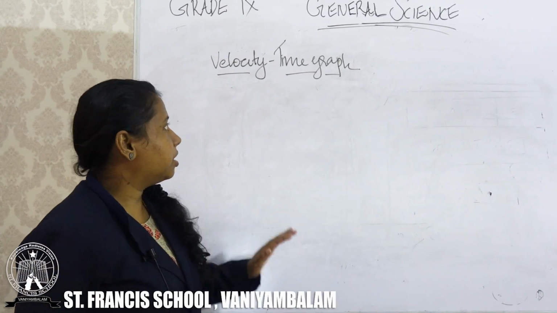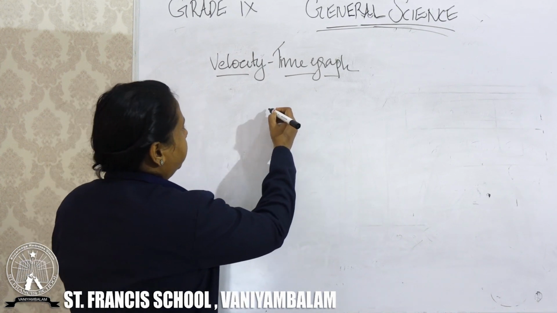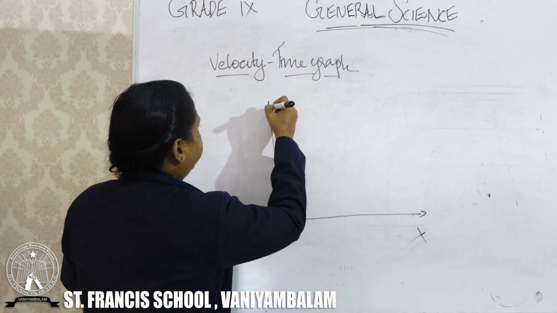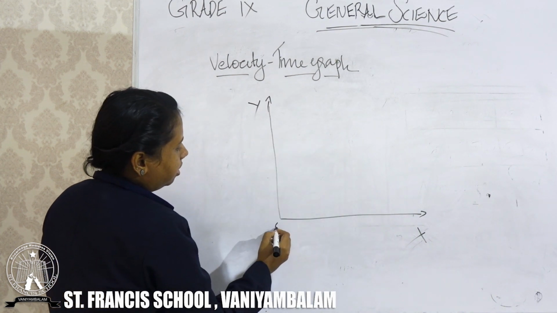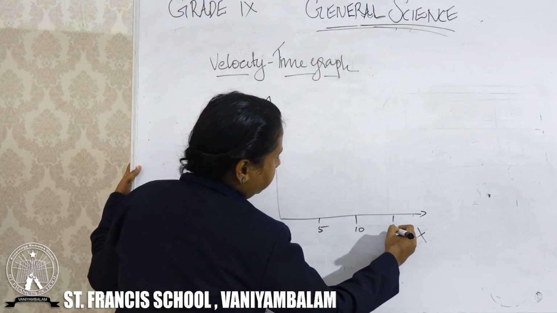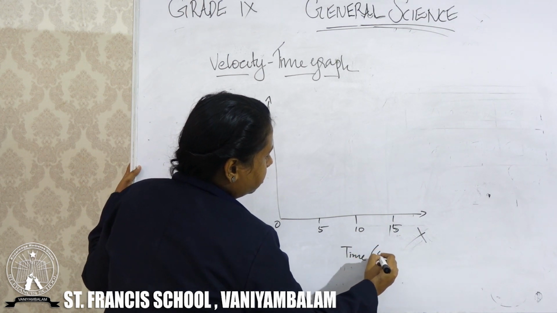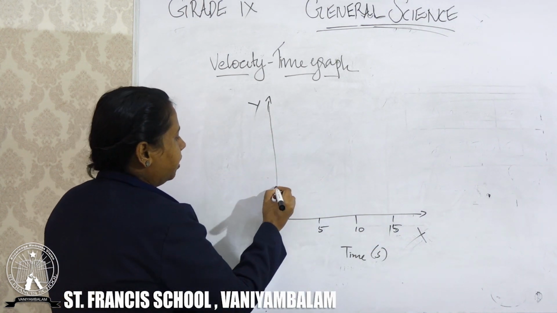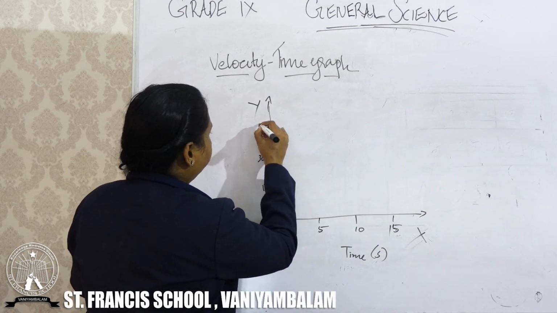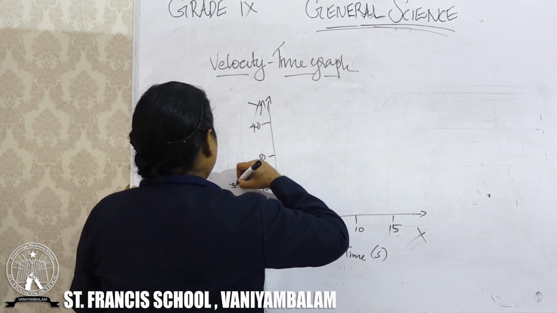Next is the velocity time graph. As in the previous case, we are using the x-axis and y-axis. Here 0, and this is 5, 10, 15. This is time in seconds, and this is velocity, 10, 30, 40.